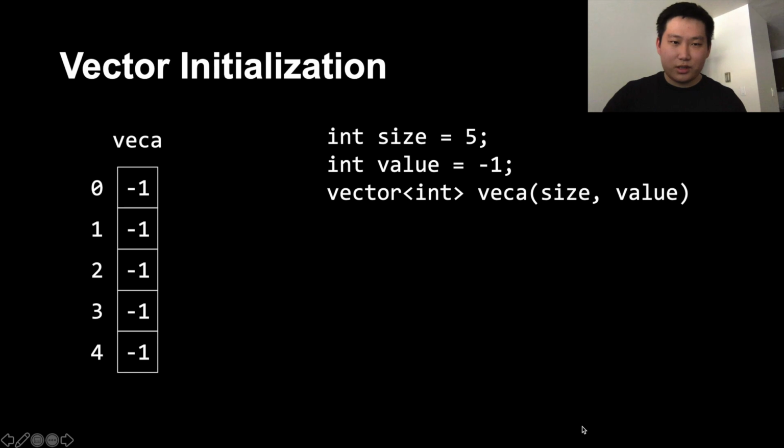To initialize the vector, we can also pass in the size and the initial value to our vector. So in the example shown on the screen, we initialize our vector with 5 elements, and each of those elements have the value of -1.